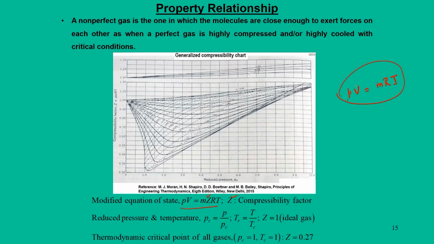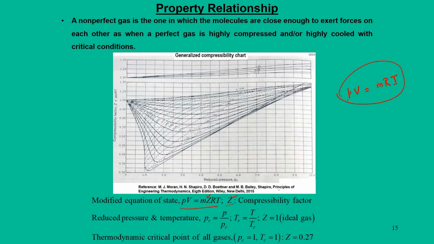There are many such thermodynamic states for non-ideal gases that can be specified, but we will not deal with them here. What I am trying to say is, if there is a non-ideal, non-perfect gas, how do you deal with it? We introduce a term called the compressibility factor in the same equation, and this compressibility factor is plotted in a chart, with Z on the y axis and reduced pressure on the x axis, and there are plots for different values of reduced temperature.